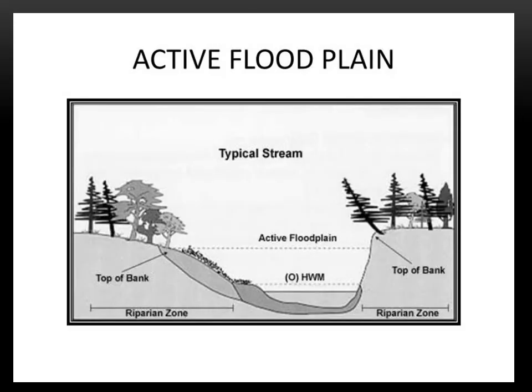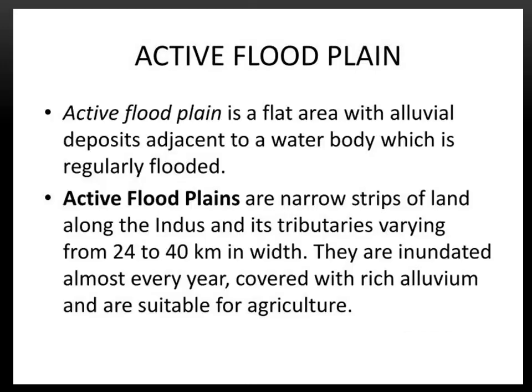The next one is the active floodplain. It is defined as an area on either side of a stream or a river which is regularly flooded on a periodic basis. Active floodplain is a flat area with alluvial deposits adjacent to a water body which is regularly flooded.